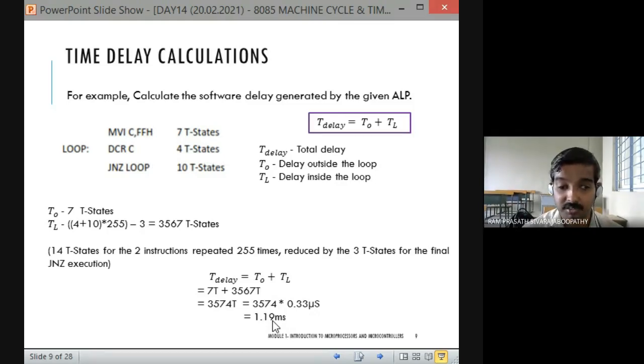Okay, my next question. To change the delay, what do you have to change in the program? When I want to change the delay, for example, instead of 1.19 millisecond, suppose I want approximately 1 millisecond, not exactly. Which parameter will you modify in the given program? Any idea?